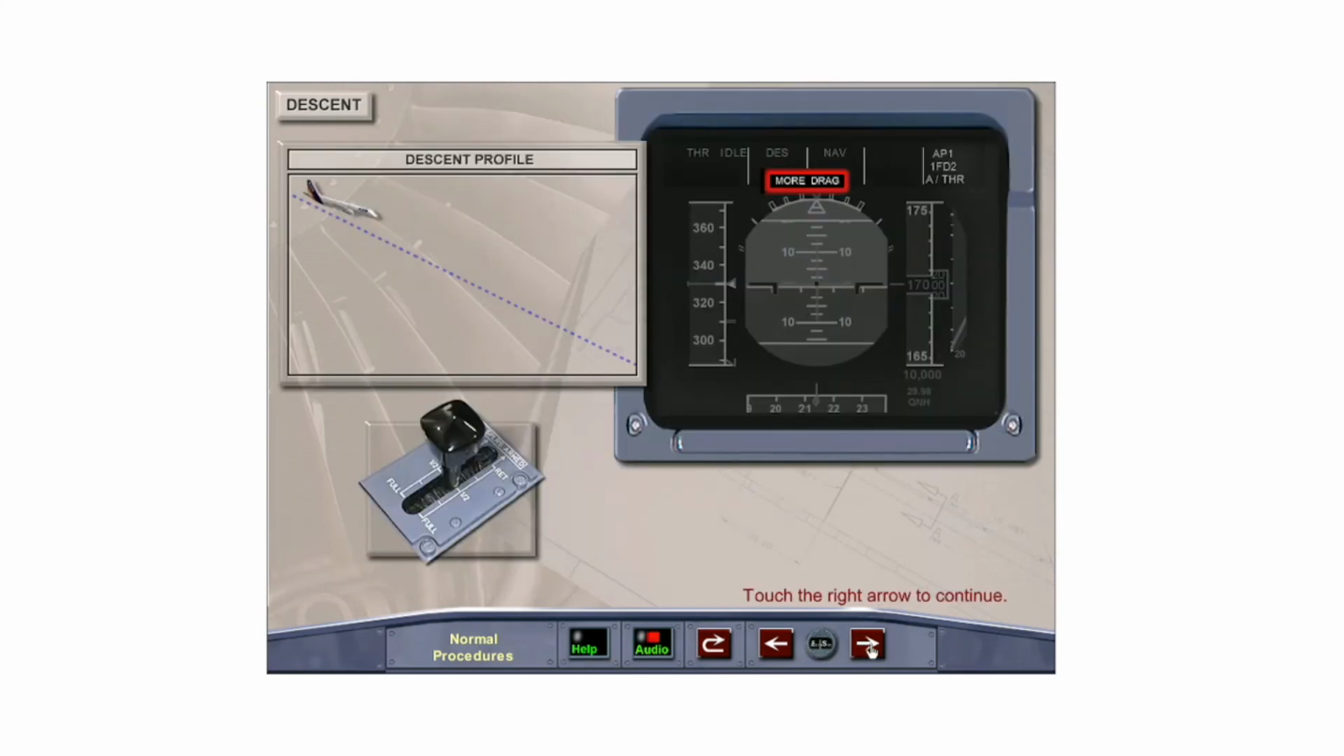In a managed descent, if the aircraft becomes high on the profile, the message "more drag" is displayed on the PFD. Extend the speed brakes to the 1/2 position until the profile is regained.